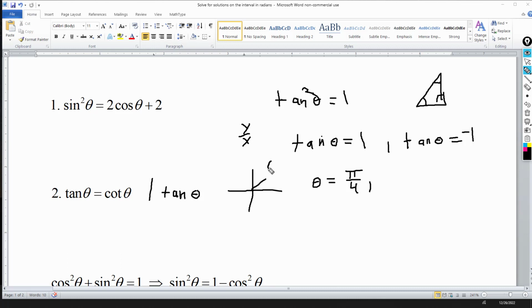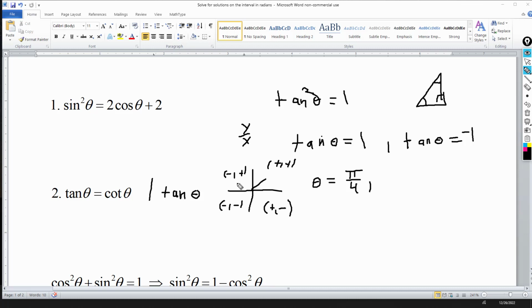So in this quadrant 1, both x and y are positive. In quadrant 2, the x is negative, the y is positive. Quadrant 3, they're both negative, so it's negative, negative. Quadrant 4, we go to the right, and then down, so the x is positive and the y is negative, so plus, minus.